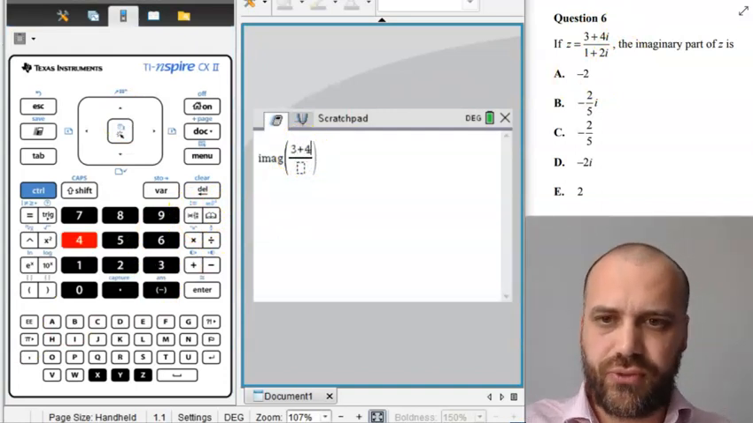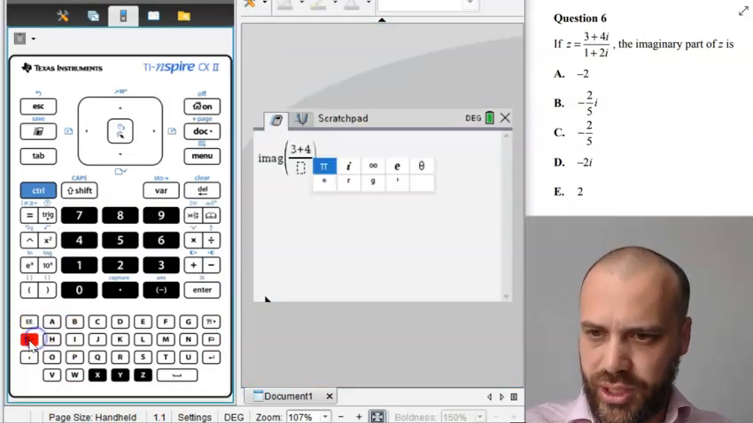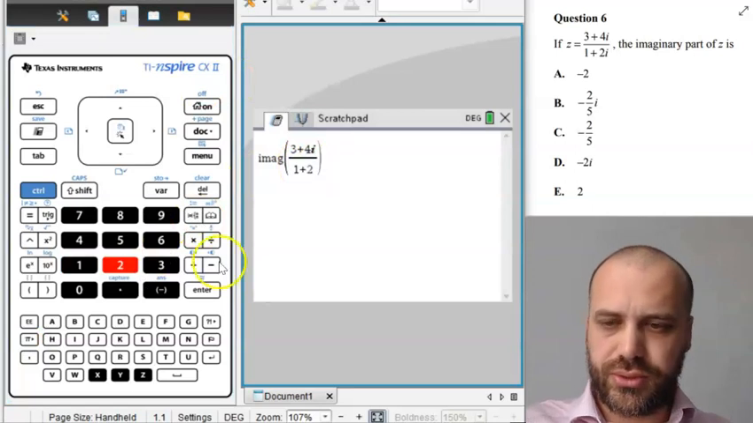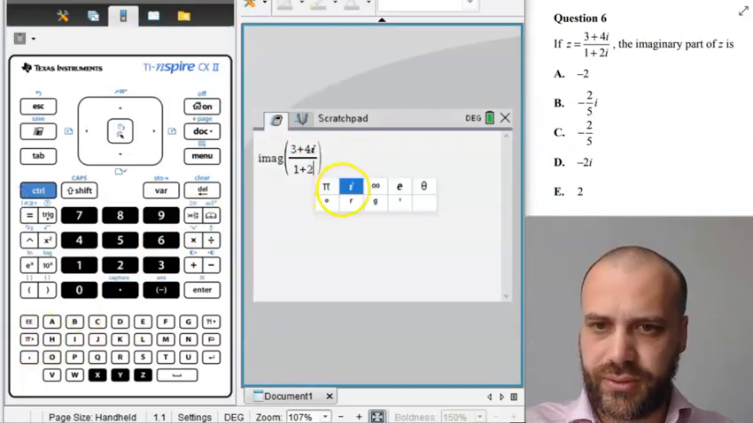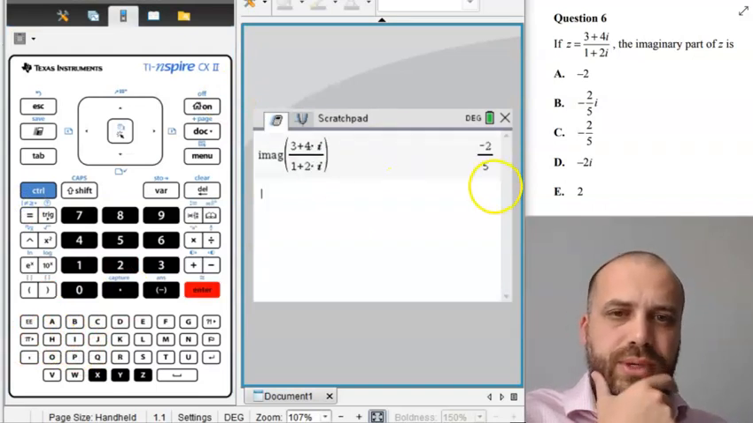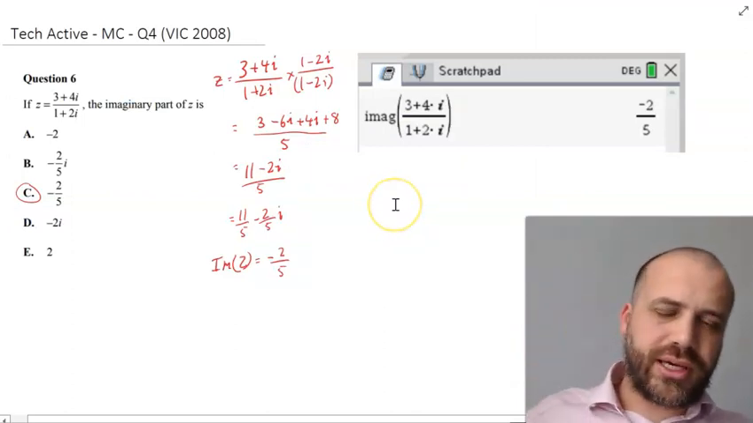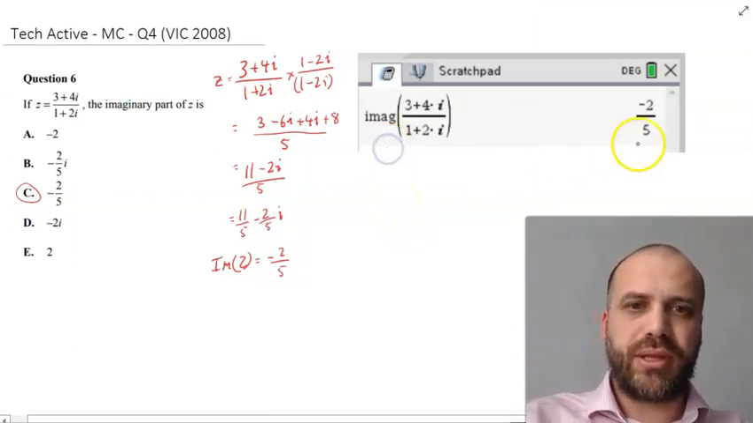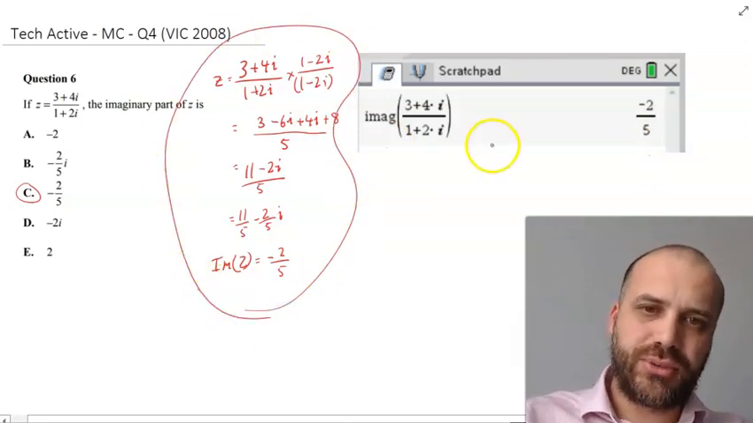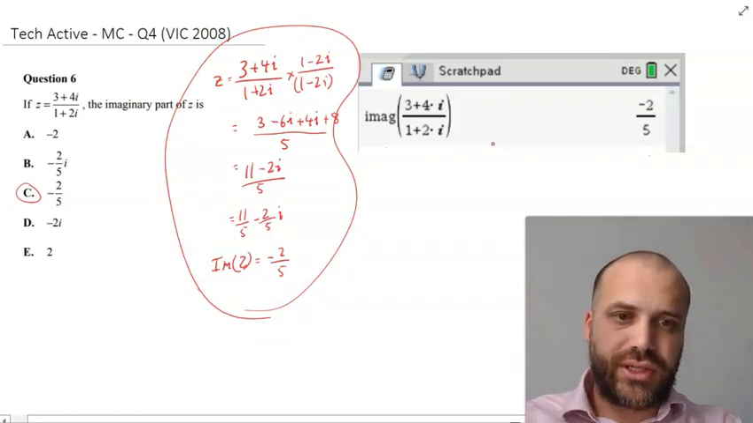3 plus 4. Let's find i. It's always hiding from me. It must be in this pi area. 3 plus 4i. And 1 plus 2. Back in the pi area. i. Close that up. And we get negative 2 on 5. This time it feels a little more clear-cut to me. If I have a choice between typing that into my calculator and doing this by hand, I think I'm choosing this every time. The trick is knowing that that actually exists on your calculator.